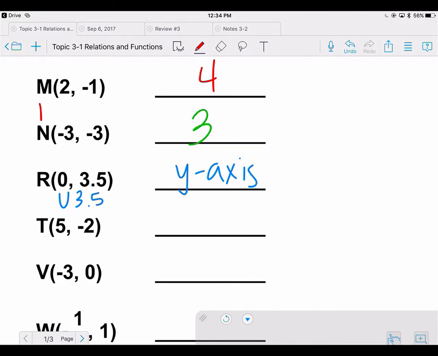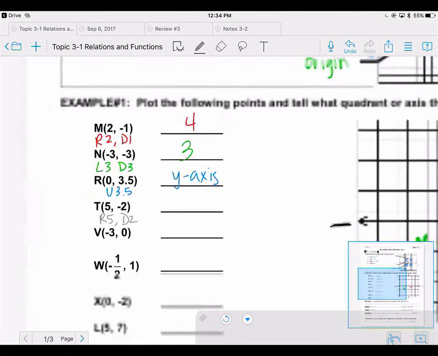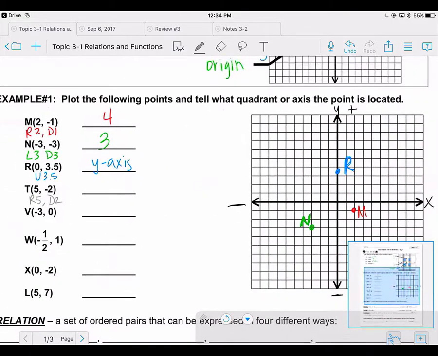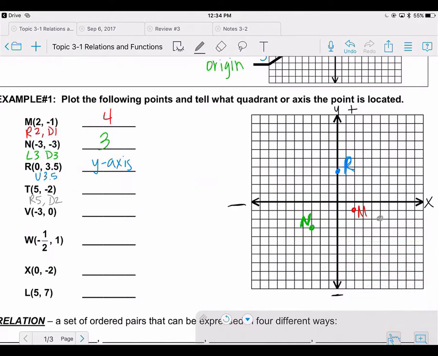And then if you need it, right 2, down 1, left 3, down 3. T is going to be right 5 and then down 2. So we go to the right 5 and down 2. So T is down here. T is also in quadrant 4.